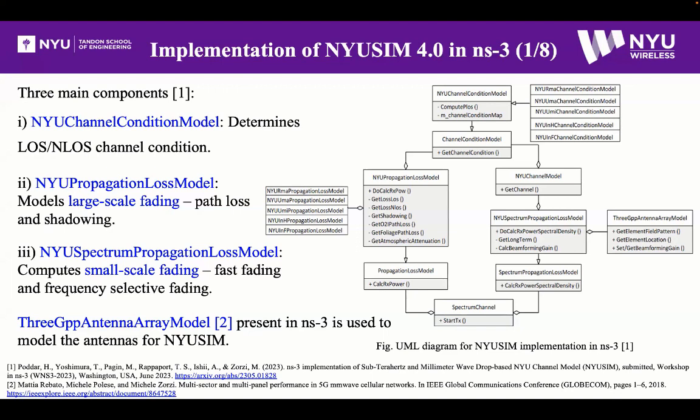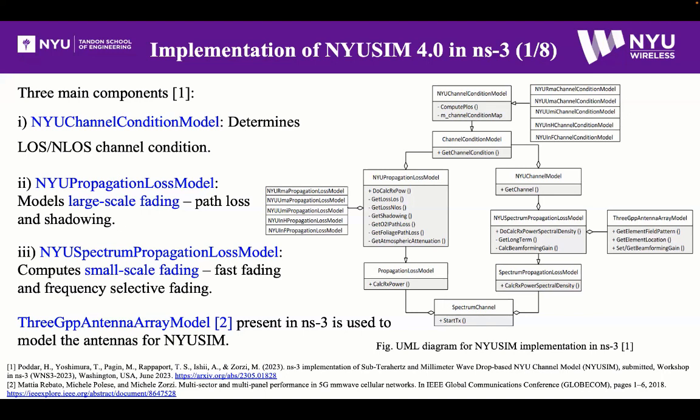And these large scale models are implemented based on the radio propagation data that we have collected at NYU Wireless, and the path loss exponents and shadowing that we have figured out from all these empirical measurement channel data. The third component is the NYU spectrum propagation loss model, which computes the small scale fading, which includes the fast fading and the frequency selective fading. And the small scale fading parameters are again computed based on the measurement data that we have collected in different environments.